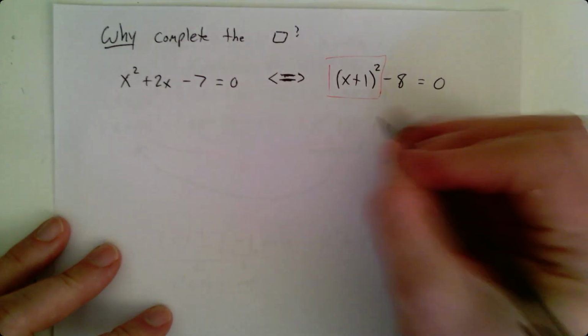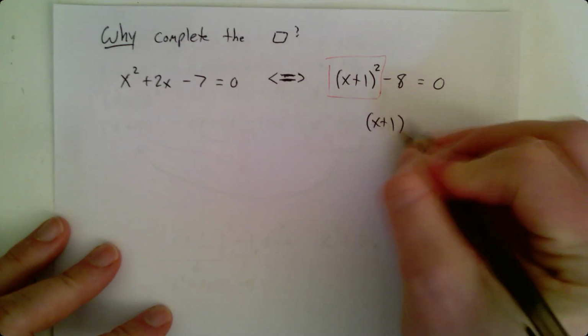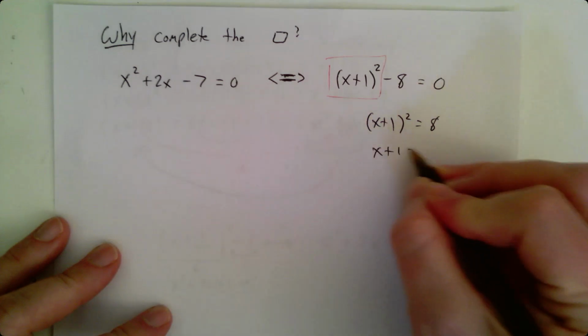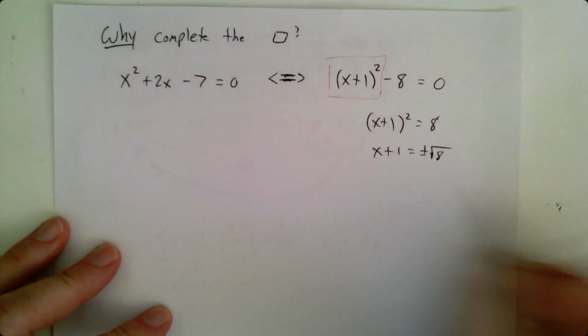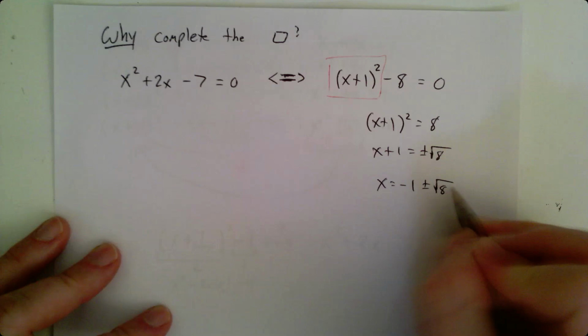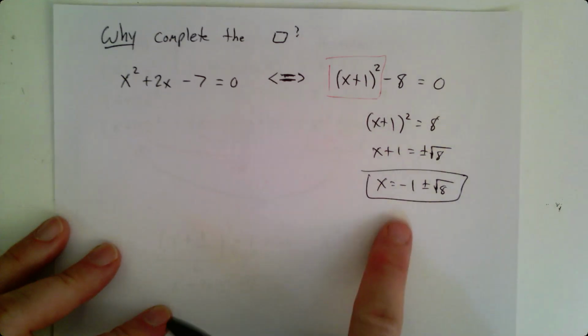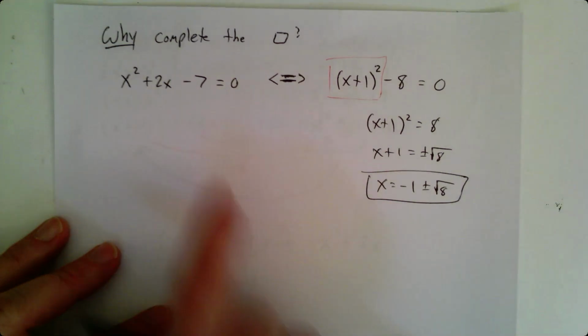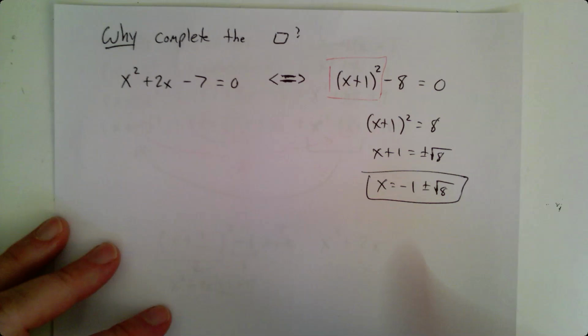I'll add 8 to both sides. Now I can take the square root of both sides. And now I can subtract 1. And that's the same answer that you would have gotten if you'd used the quadratic formula, only you didn't have to memorize a big formula. You can just complete the square and then solve.